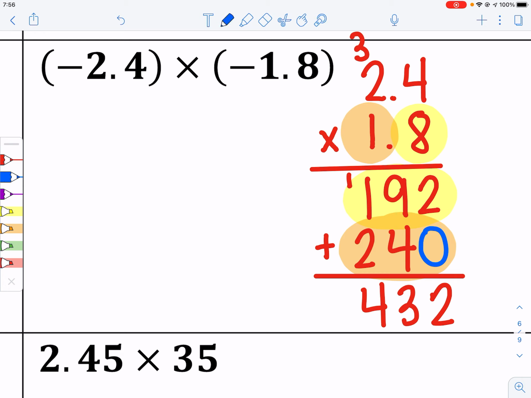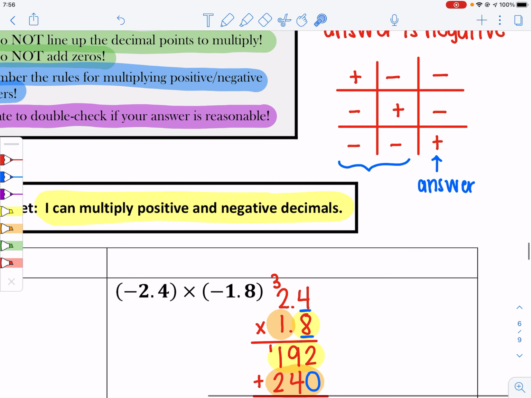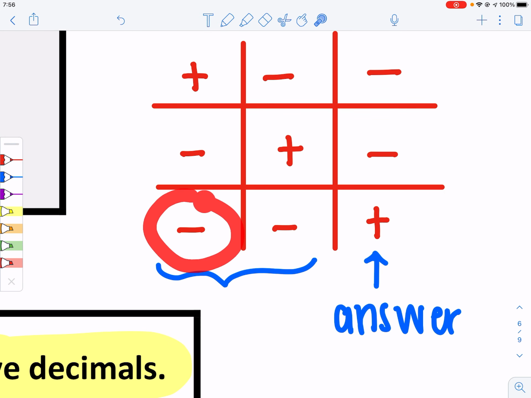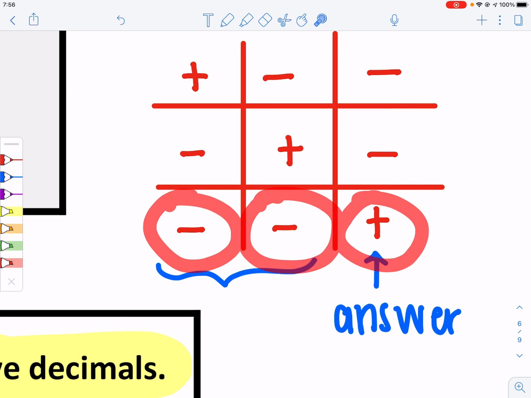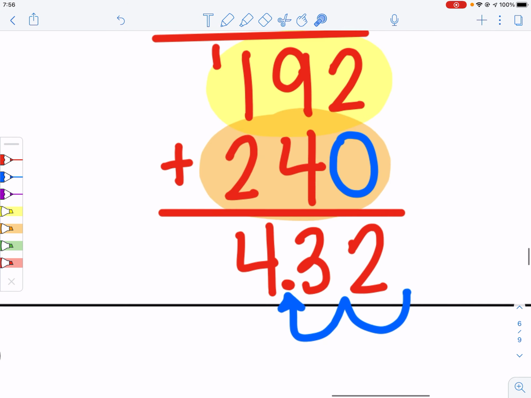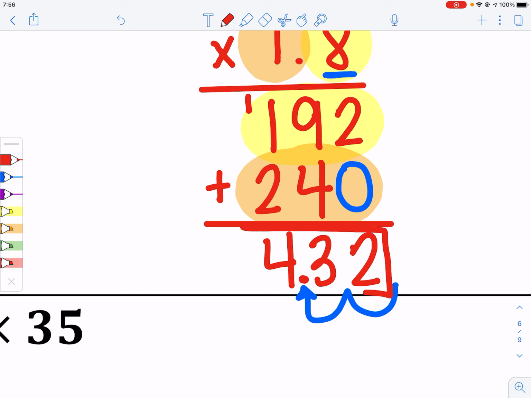So figure out where your decimal goes. You have 2 numbers behind the decimal in your problem. So take your decimal, move it 2 times to the left, so it goes between the 4 and the 32. Okay, so your final answer is 4 and 32 hundredths, and then check the sign of your answer. This is negative times negative, so my answer is going to stay positive. And let me remind you how to use this tic-tac-toe chart. Negative times negative turns positive. So my final answer should be a positive 4 and 32 hundredths.